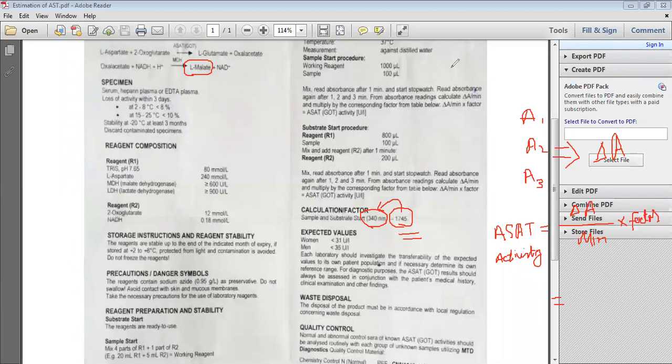This manual is from MTD Diagnostics, and MTD Diagnostics is providing us the factor 1745. Maybe in the manual of some other companies, the factor may be 1645 or 1345. It will be variable for different companies according to the concentration of reagents, according to the concentration of enzymes which are available in the kits.